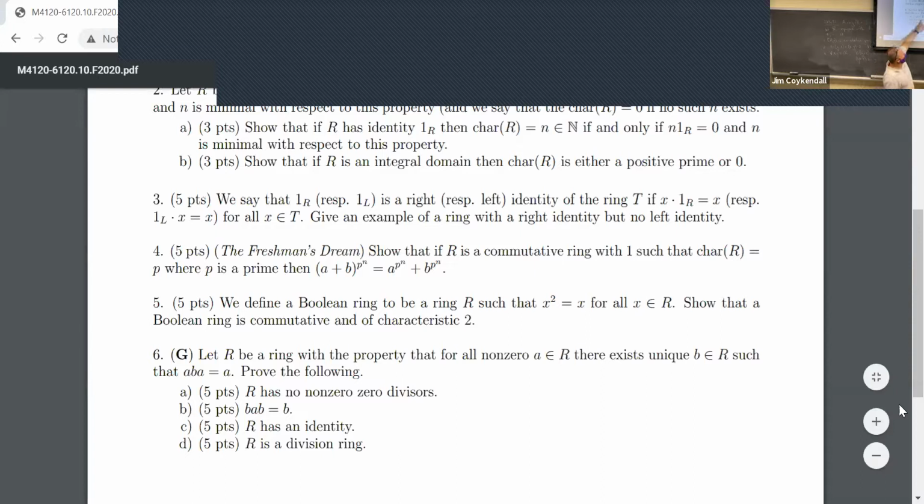Show, number 1, and I would do it in this order too, because I put it in this order because it kind of builds on itself. Show that R has no non-zero zero divisors, and I'll explain what a zero divisor is in a moment. Show that if ABA equals A and BAB equals B, that's kind of cool. Build up to that, show that R has an identity, and finally, show that R is a division ring, which means that the reciprocal of everything is in there.